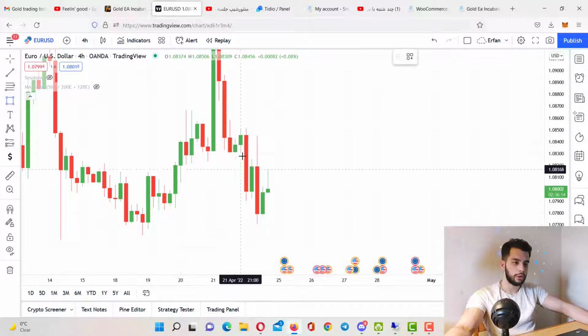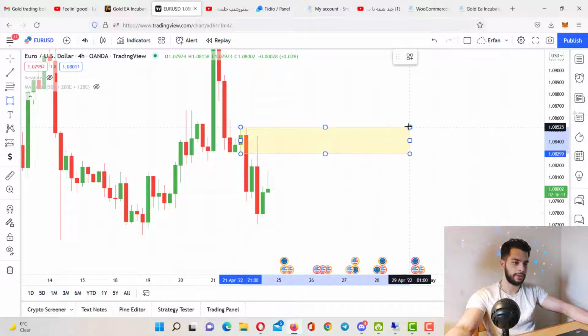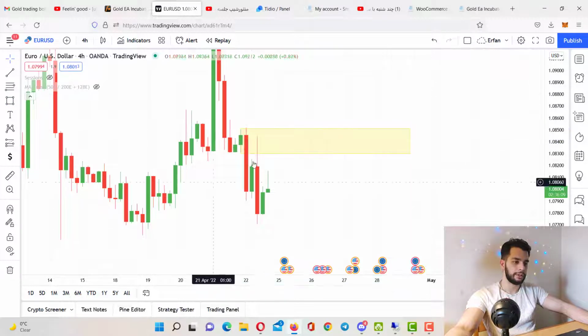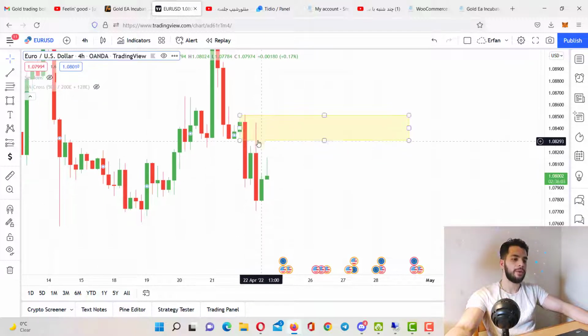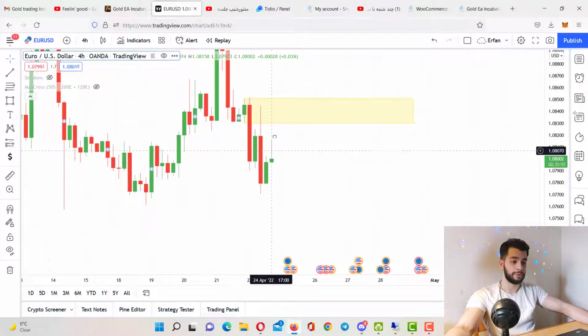The second one was this one. This candle came all the way to this zone, tapped it, and got rejected by sellers, and now we had a bearish engulfing candle because it closed below the previous candle, which is this one, and it's a really good candle.